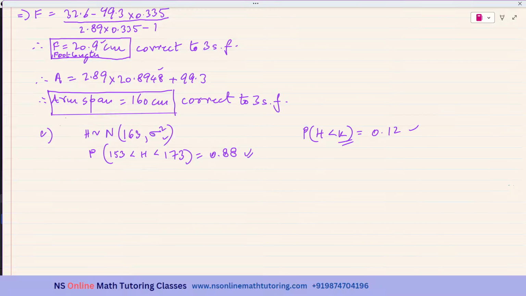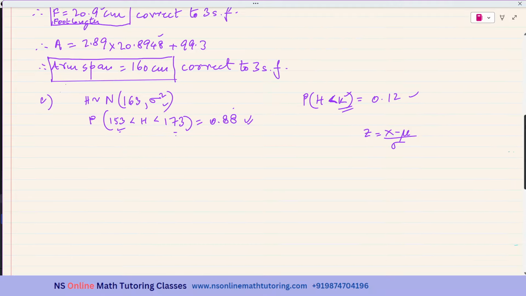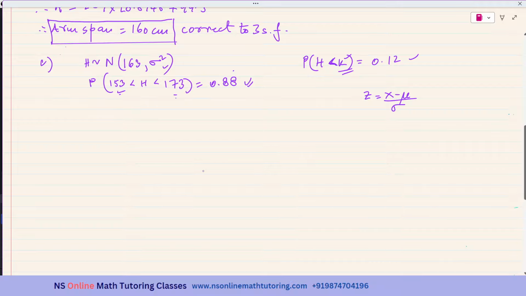Okay, provided the sigma and mean are given, and if they are not given, we can use the standardized normal distribution function, and we will be using this conversion formula z equal to x minus mu over sigma, and we can get the value of k. But of course, the inequality sign should be less than or equal to, in order to use the inverse normal function. But over here, you are given two values. The probability is between these two values, 153 centimeters and 173 centimeters. How to deal with this?